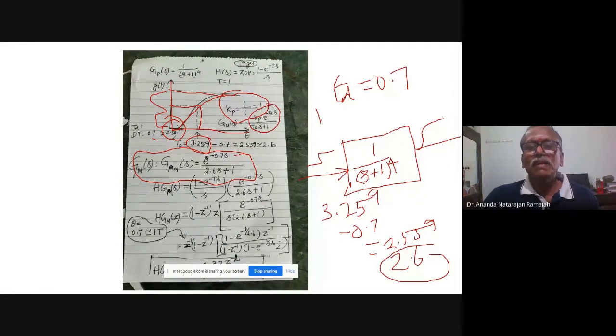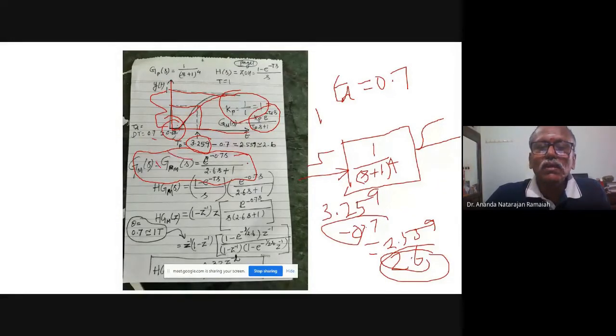Approximate first order plus dead time model, Kp e^(-tds) upon (Tp s plus 1), where Tp is the time constant. So if you substitute the time constant 2.6 and dead time 0.7, you get this model.